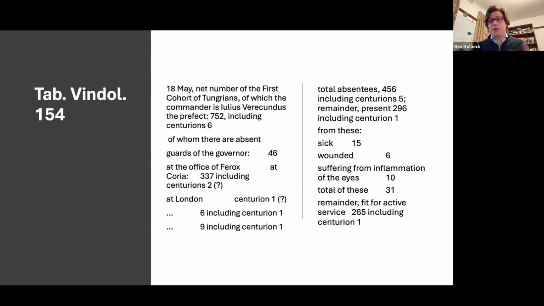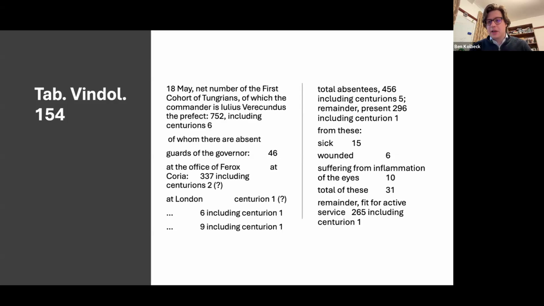So clearly the level of regularity is much less in practice than modern reconstructions might like to think. But we see that men from this unit are split off and are all over the place. It says that 46 of the people enrolled in this unit are currently seconded as guards of the governor, probably down in London. There's 337 of them, so a huge amount, who are somewhere else at the office of Ferox, whoever that is, maybe the procurator, or they're seconded to some other unit. We don't really know the context of that.